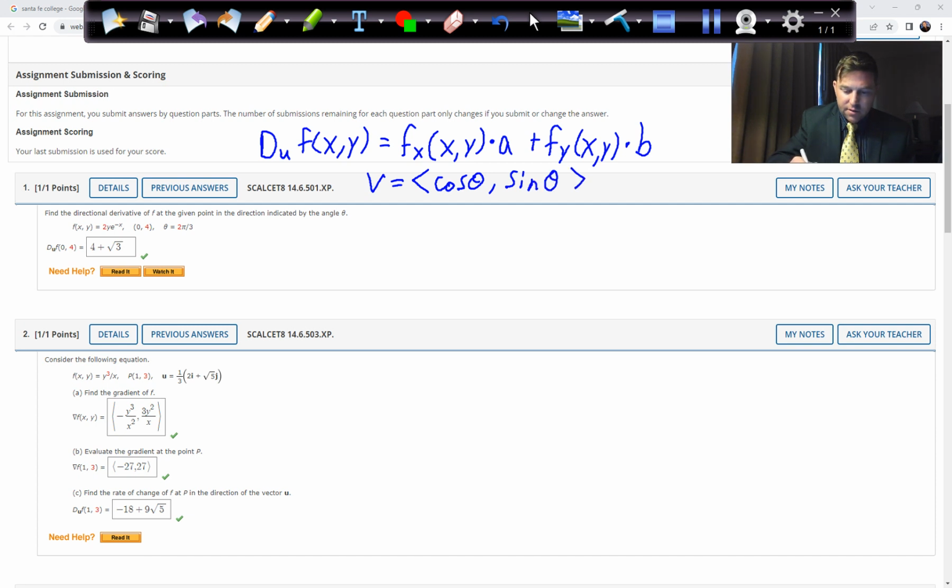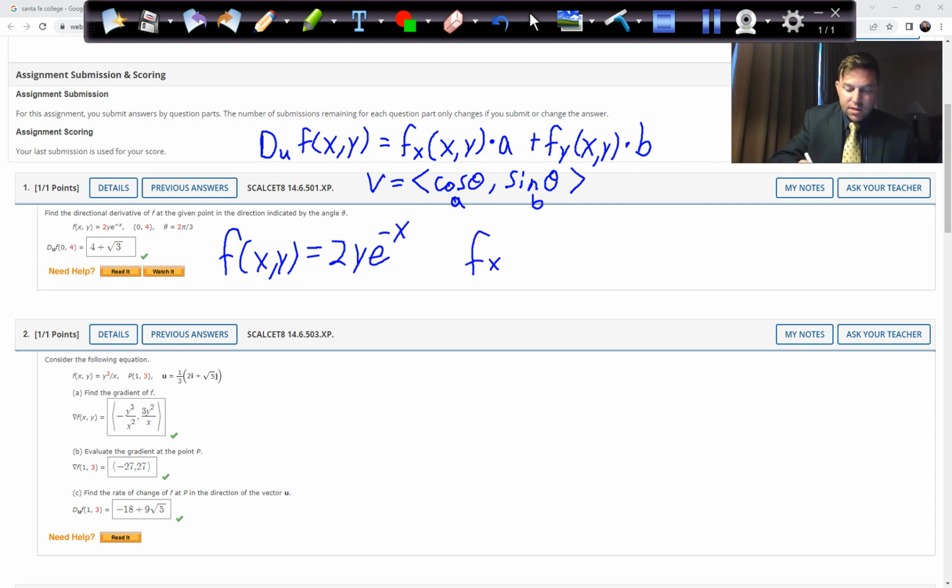So that angle they gave us will directly give us those values. Cosine theta is A, sine theta is B. Okay, so all we have to do is find partial f_x and partial f_y. So our function, let me write that a little larger, in this one is 2 times y times the exponential function raised to the minus x.